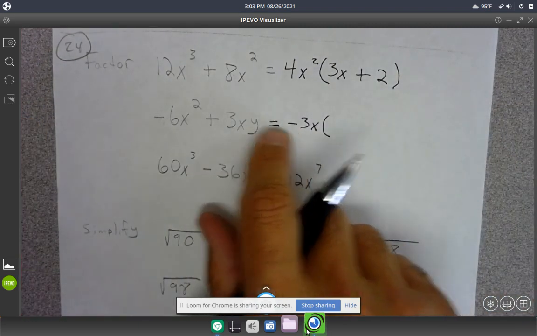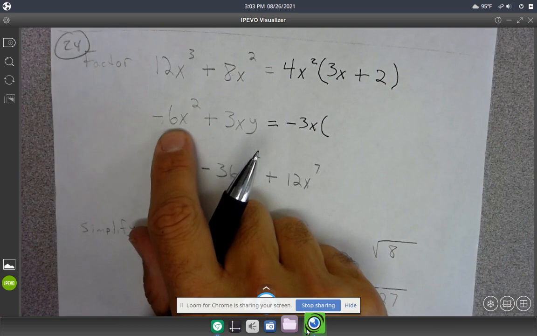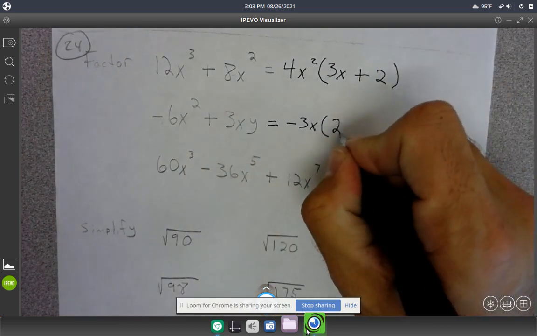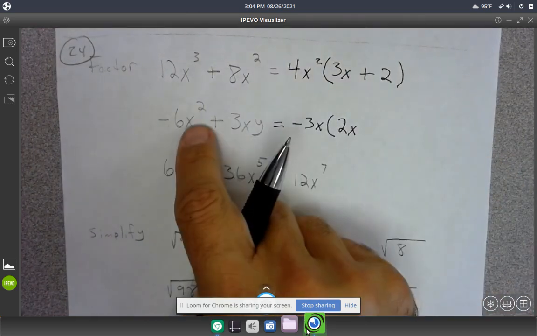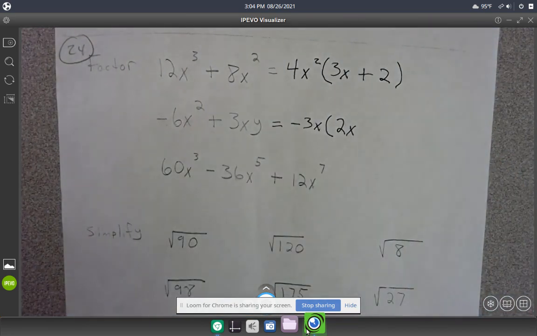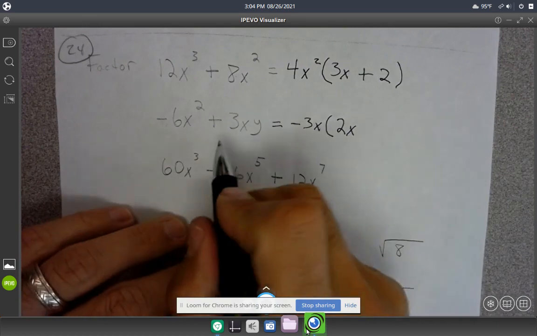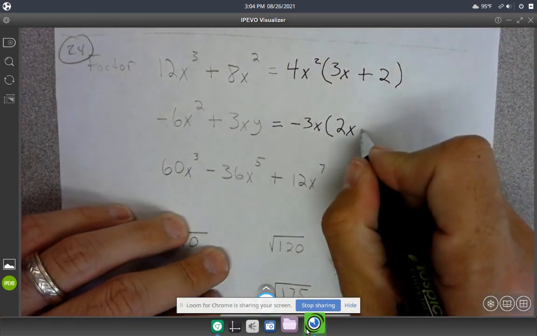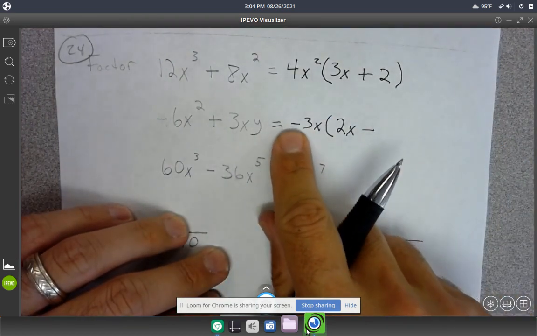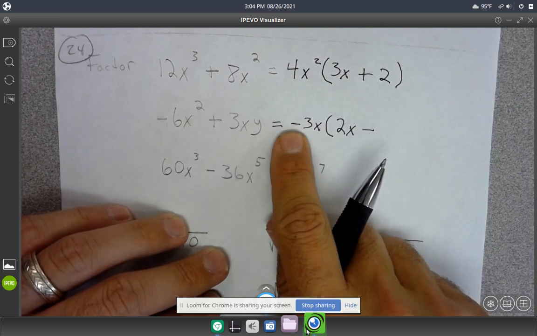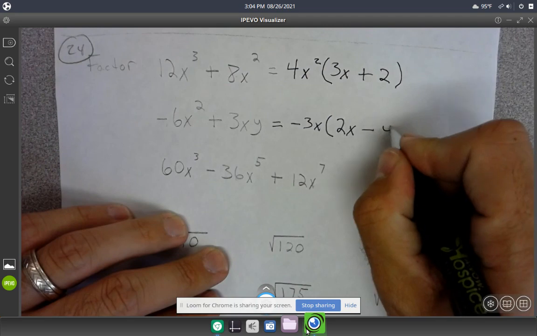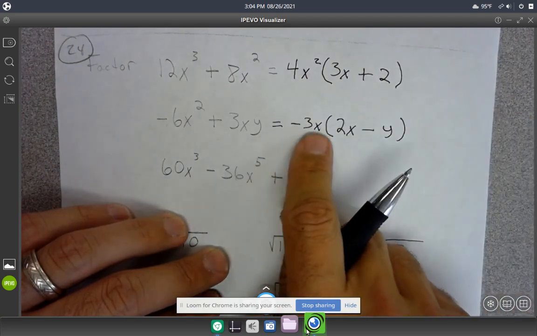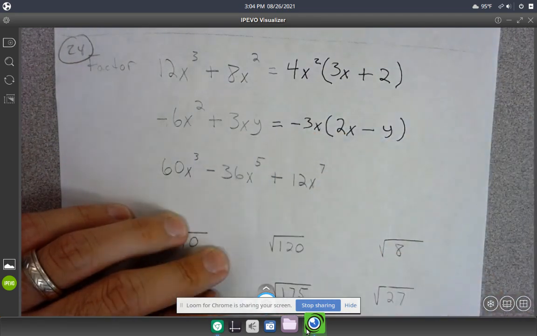So if I take away the negative, this term is going to now be positive, and it needs to be a 2 to give me a 6, and it needs to have an x to give me an x squared. Cool. All right. My sign here, the plus sign, will change because I'm dividing by -1 because I'm taking out a negative. And this, I'm just missing a y. All right. So 3x and a y will give us the 3xy there.